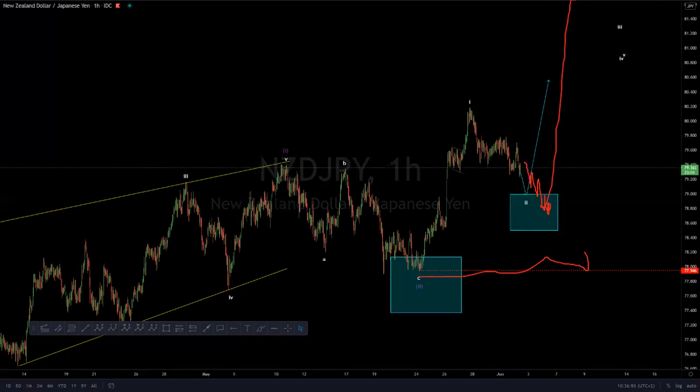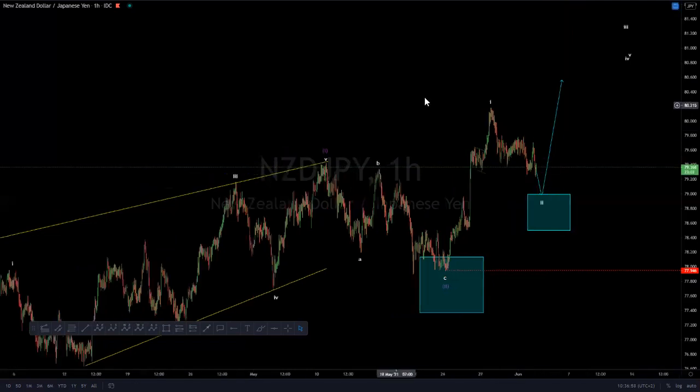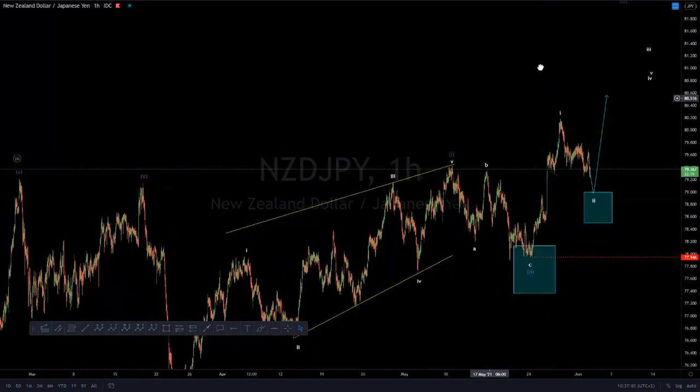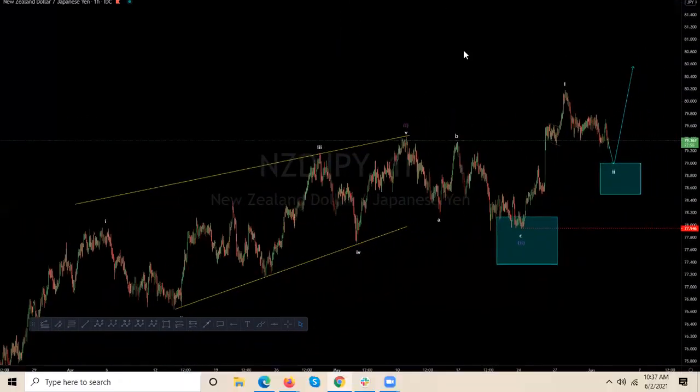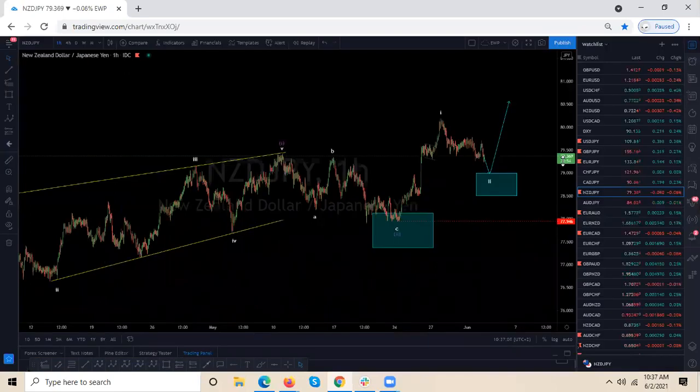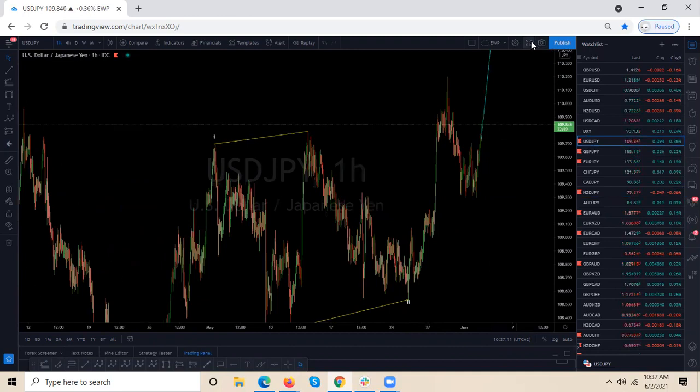Okay, so those are the two pairs that I've shared. I won't be looking at the indicator, guys, especially if I'm looking at the blue box setups. So I don't worry much about the indicator unless I'm looking for a break of a flag. So let's get to US dollar JPY.